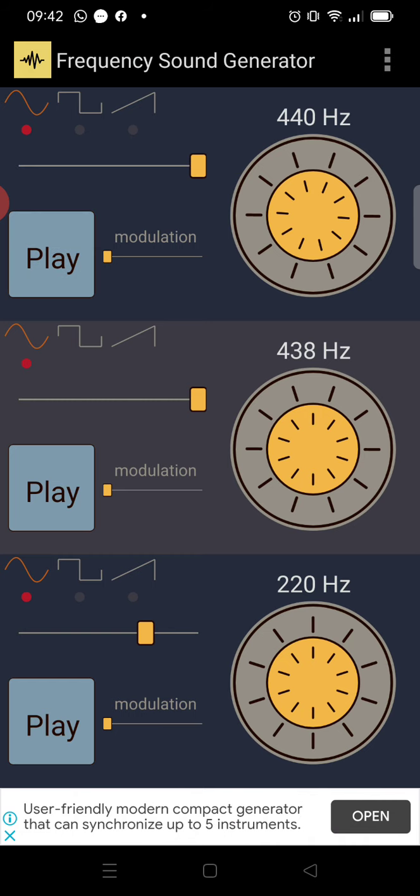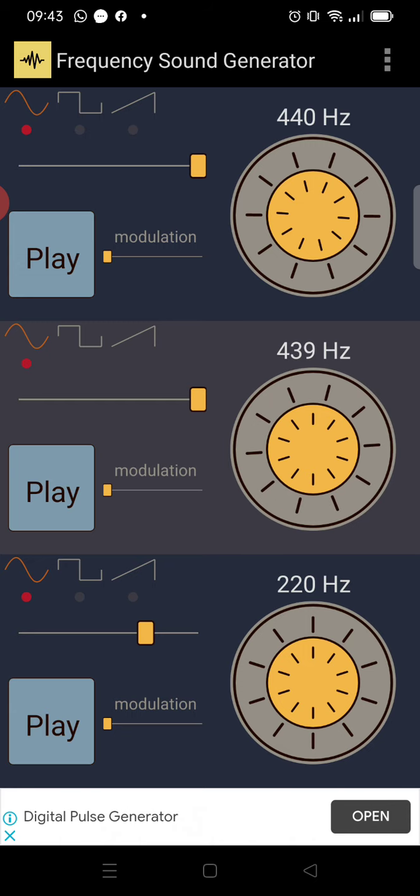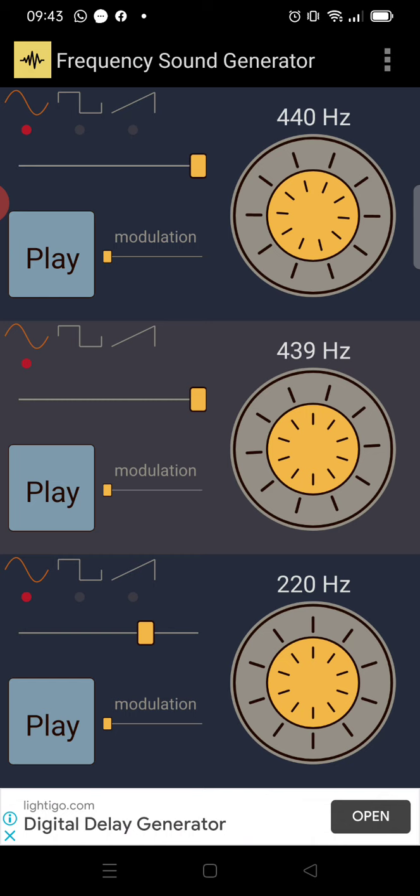Alright. In fact, let me just show you again how the first one looked with the correct amplitude. 1, 1, 1, 1. Fair enough.